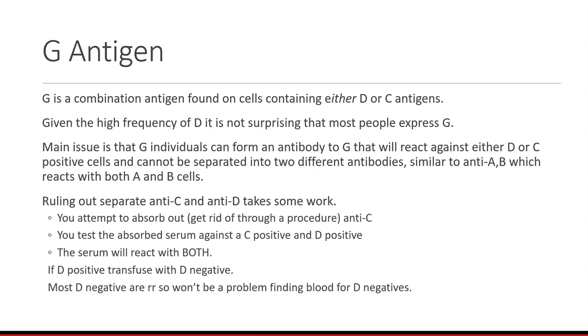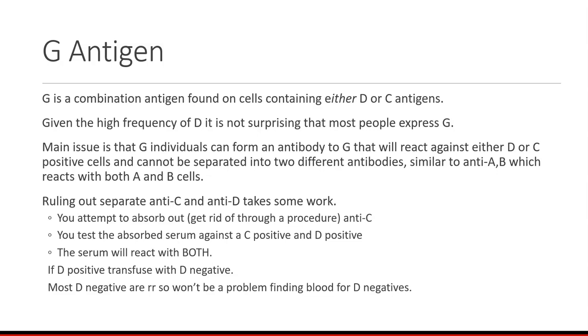The main issue is that G-negative individuals can form an antibody to G that will react against either D or C positive cells and cannot be separated into two different antibodies. It's similar to anti-A,B, which reacts with both A and B cells. You cannot separate out the specificity. It's anti-AB, just like G is anti-CD. If either the C or the D antigen is present, it will react. Ruling out separate anti-C and anti-D takes some work.